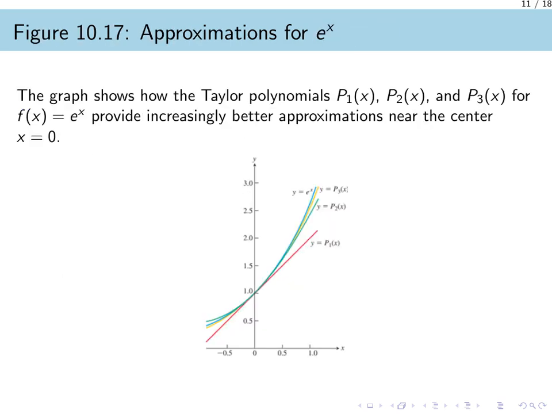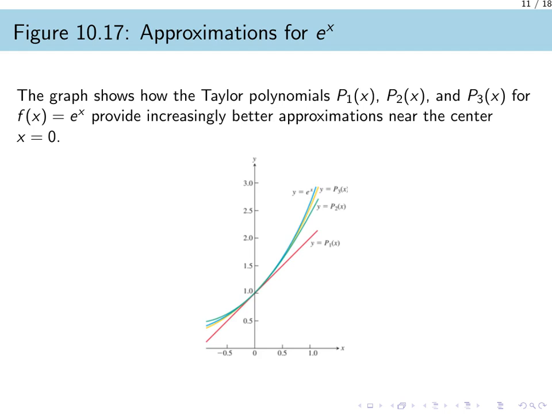This slide presents figure 10.17, which gives us a visual understanding of how Taylor polynomials approximate a function. The main curve shown is the graph of the function f of x equals e to the power of x. We are building these polynomial approximations centered at x equals 0. The first-order polynomial, p sub 1 of x, is the familiar tangent line to the curve at that point. It serves as the best linear approximation.